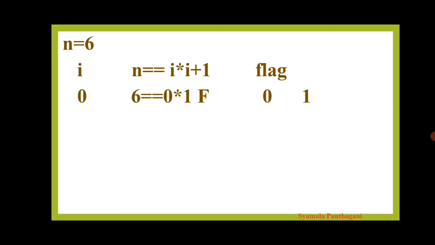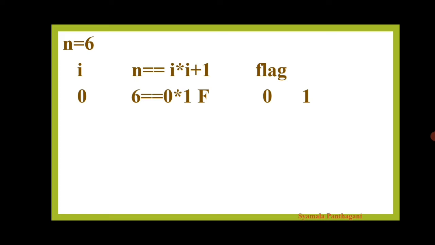First of all, I is equal to 0. The initial value of I is 0. We have written in the for loop I is equal to 0. Now, the value of n is 6. 6 is equal to 0 into 1. 0 means the value of I is 0, then I plus 1 means 0 plus 1 is 1. 0 into 1 is equal to 6. Is it true? No. That's why it doesn't increase the value of flag, and it just increases the value of I. That is 0 plus 1 is equal to 1.